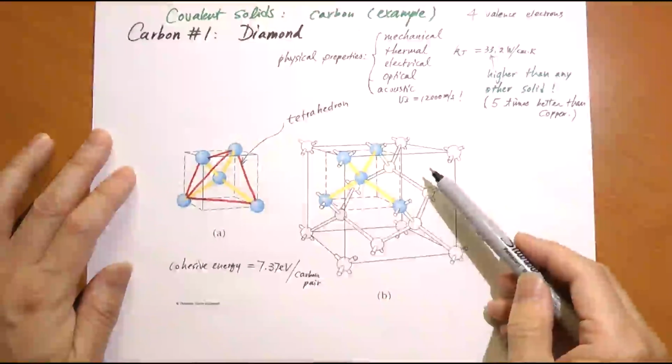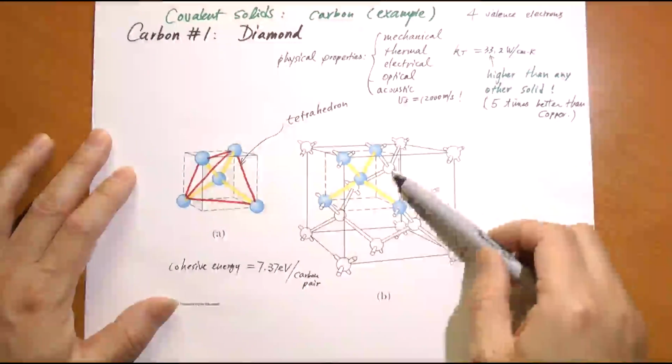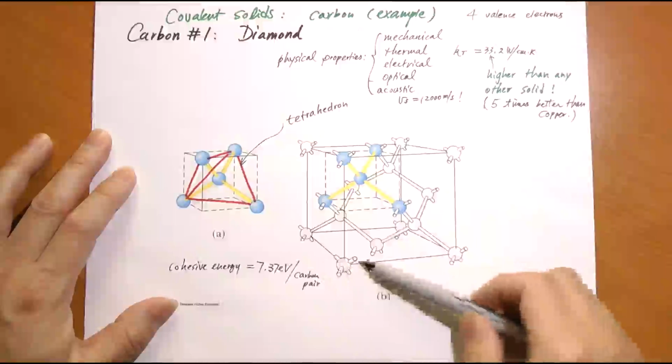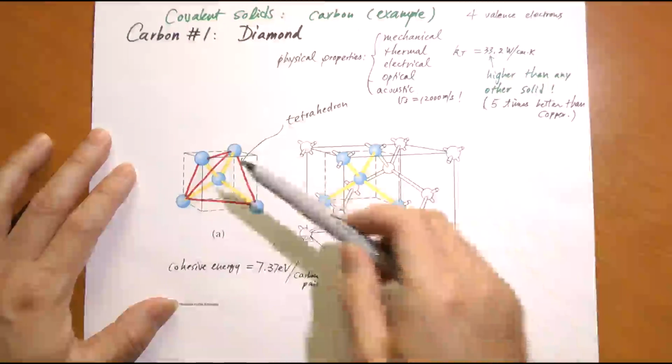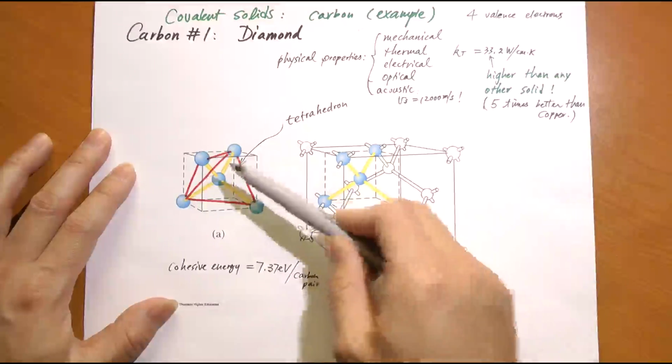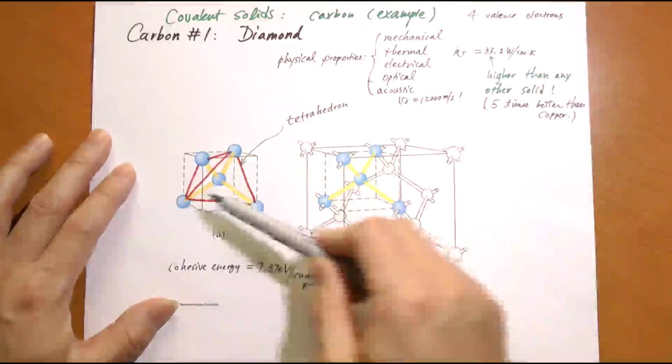The crystal structure of diamond is like this. You have a whole bunch of carbons, okay, just carbon itself, nothing else. And each carbon is linked to 4 nearest neighbor carbons. So here's the carbon at the center. Here's 1, 2, 3, 4 nearest neighbors.